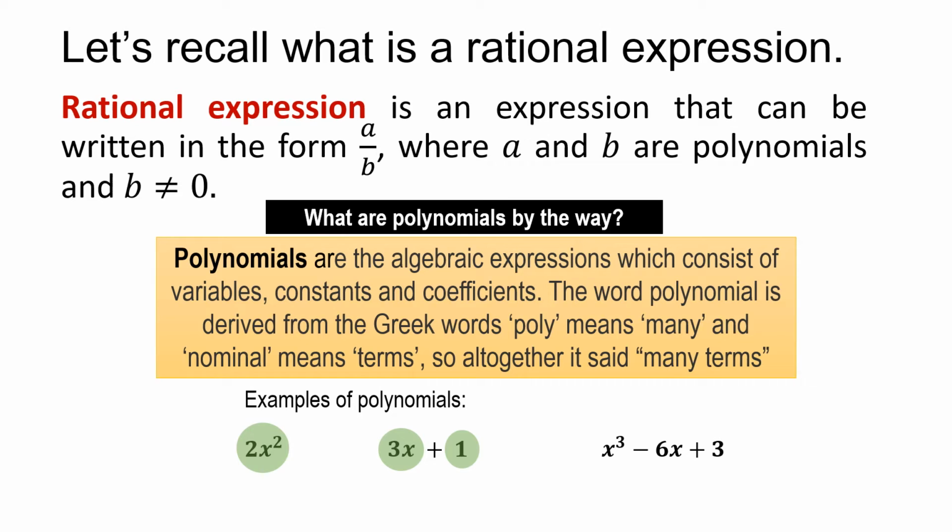Third one, x cubed minus 6x plus 3 is a trinomial. Why? Because it consists of three terms. First term is x cubed, second term is 6x, third term is 3.